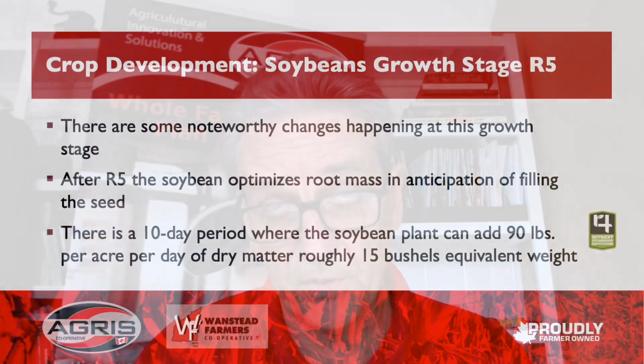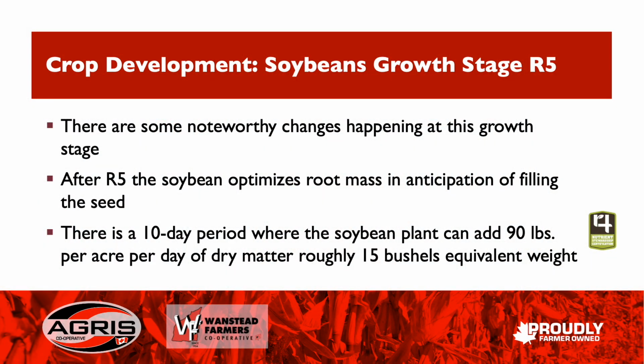There's some noteworthy changes that occur at this stage. R5, the soybean optimizes its root mass. It starts anticipating filling that seed, so it puts out a massive effort to expand its root system, laterals and mains. There's about a 10-day period right after this growth stage where up to 90 pounds per acre per day of dry matter can be accumulated. So that's about equivalent to 15 bushels of added dry matter during that growth phase.